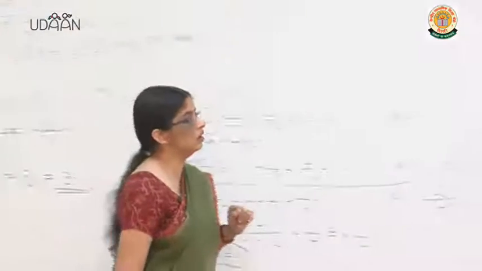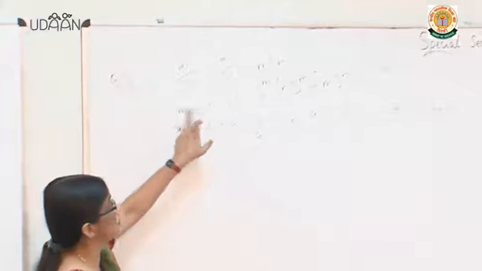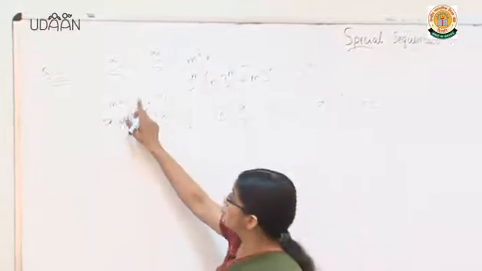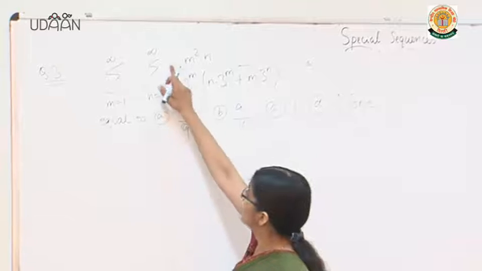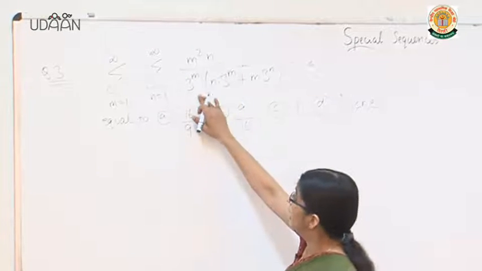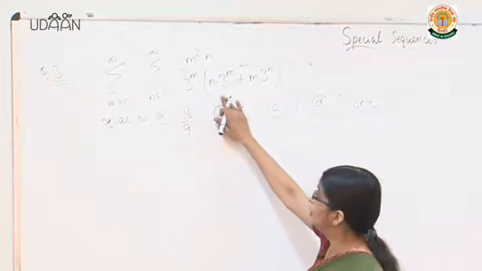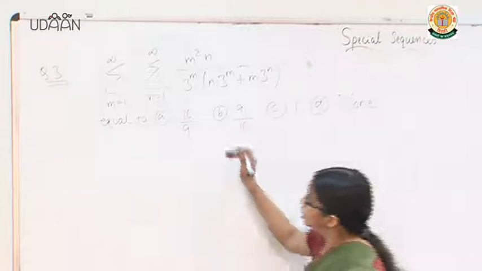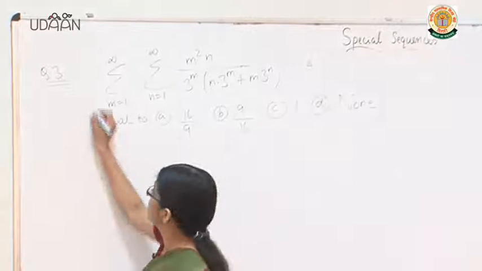Question number 3 on the module. It is a double summation. Double summation, sigma m equal to 1 to infinity, sigma n equal to 1 to infinity, m square n divided by 3 power m into n 3 power m plus m into 3 power n. Look how to solve it. Very good question it is.